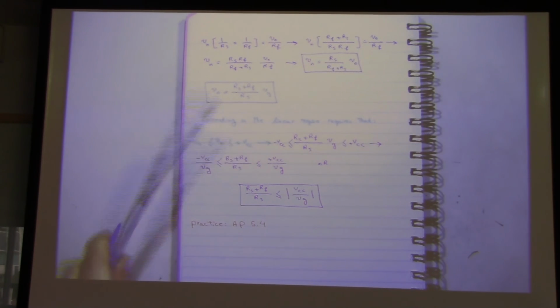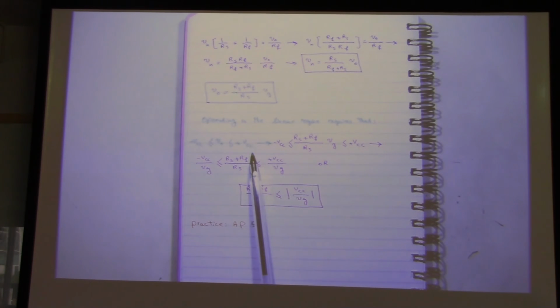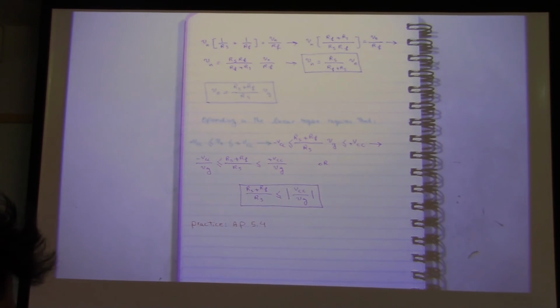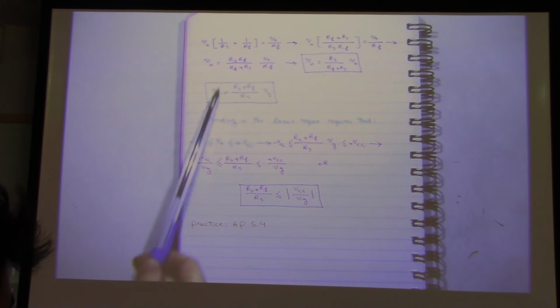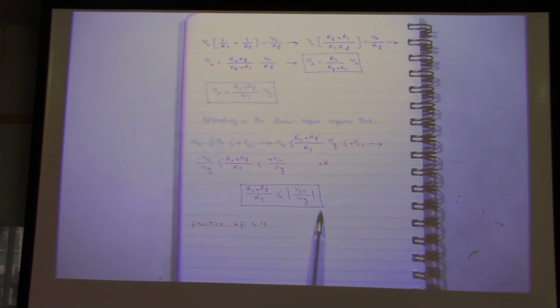So again, the same thing. If you want our op-amp to operate in the linear region, Vout must be between minus VCC and plus VCC. So what is Vout? It is this one. If you put this one over here, we get this equation. Practice assessment problem 5.4.